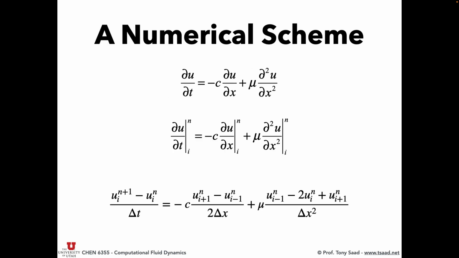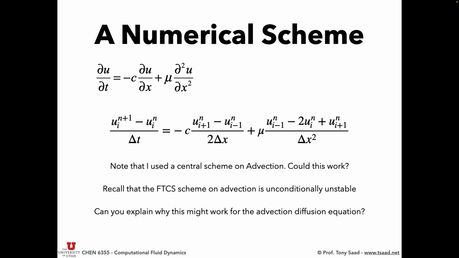I'm going to propose the following numerical scheme. I'm going to use forward in time for the time derivative, central in space for diffusion, and central in space for advection. What the heck? Didn't we just prove it was unconditionally unstable? Why would I choose it here? Could this even work? Recall that we just showed that FTCS on advection is unconditionally unstable, but on advection only. Can you explain why this might work?